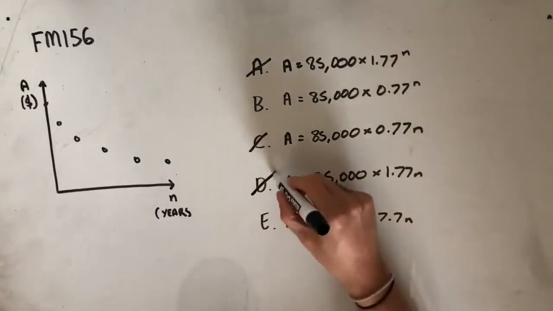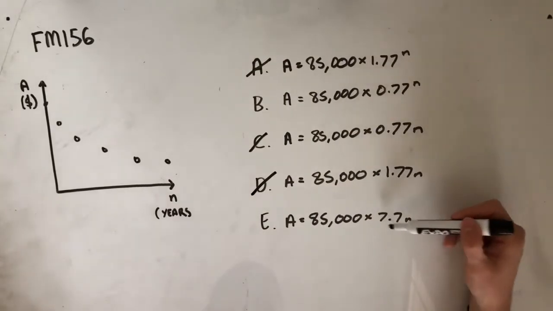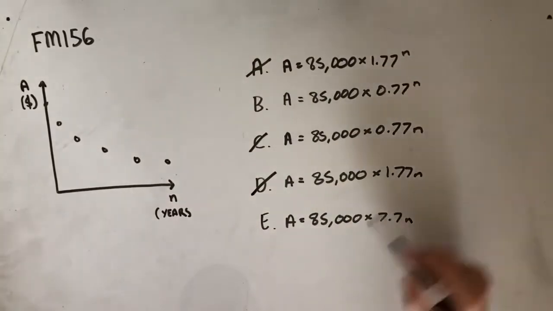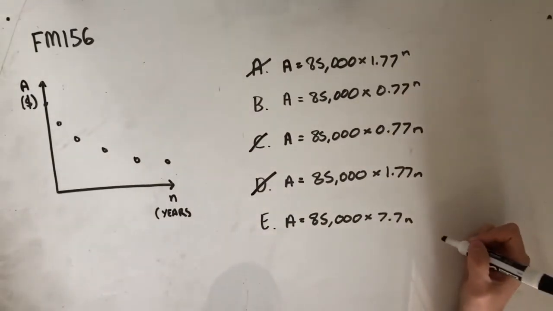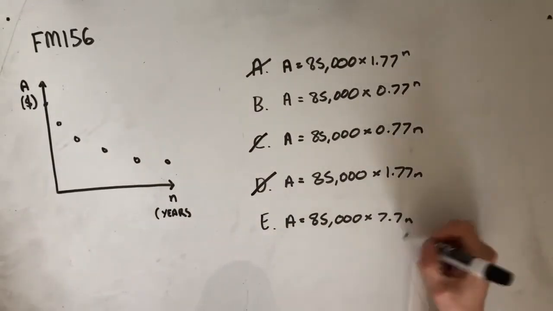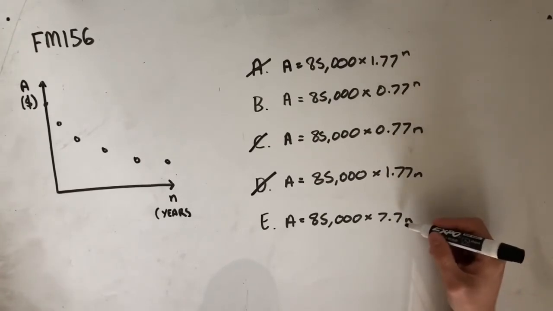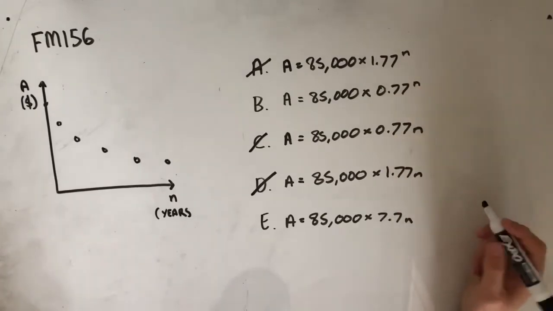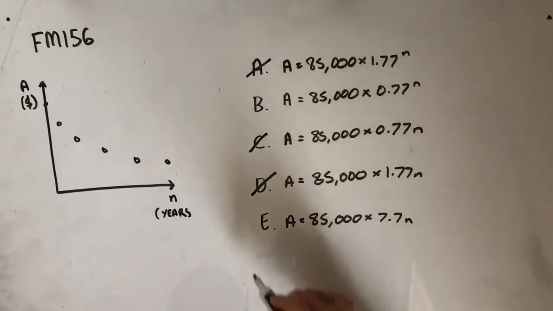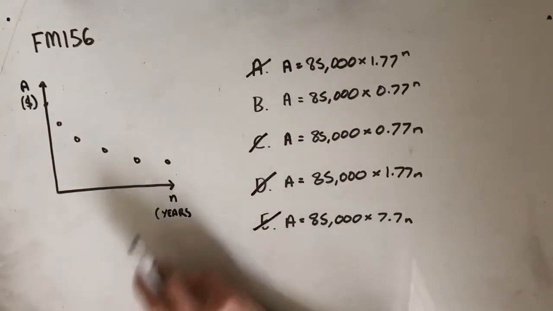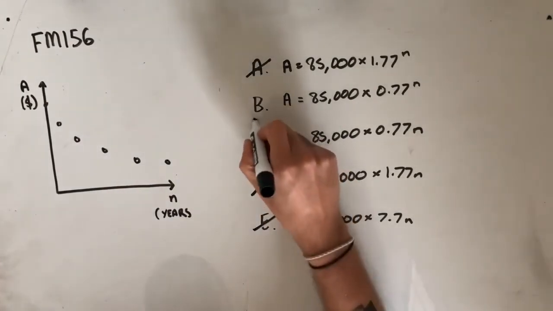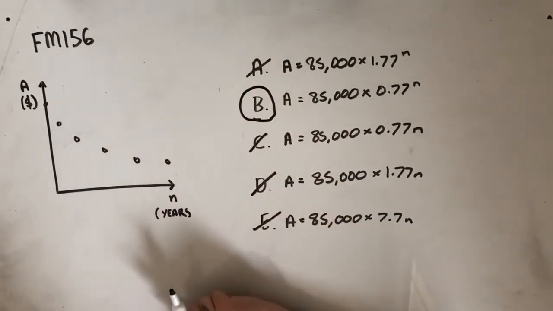Final option, option E, is 85,000 times 7.7n. Now this is clearly wrong for the same reason that options C and D are wrong. We're multiplying by nothing, multiplying by 7.7, or multiplying by 15.4 in the first 3 steps. Definitely not what we want to be doing to achieve a graph that looks like this. So option B, which is our potential answer, is looking very much like our real answer. And of course it is.